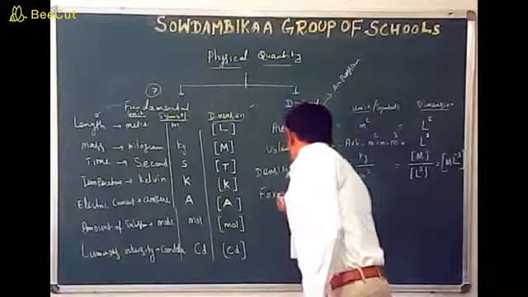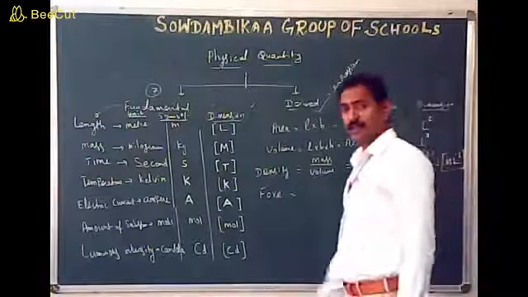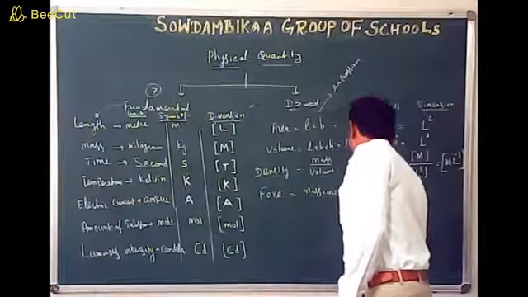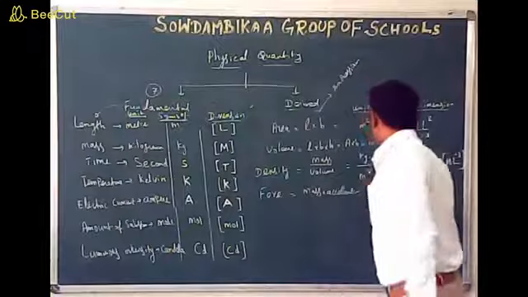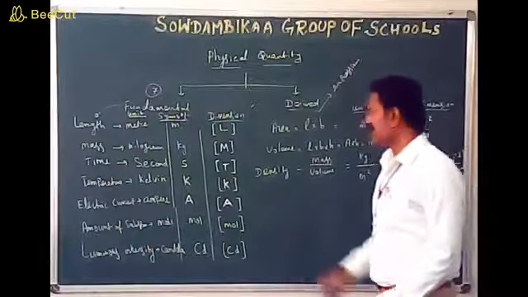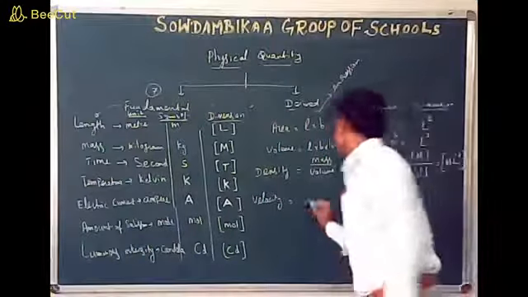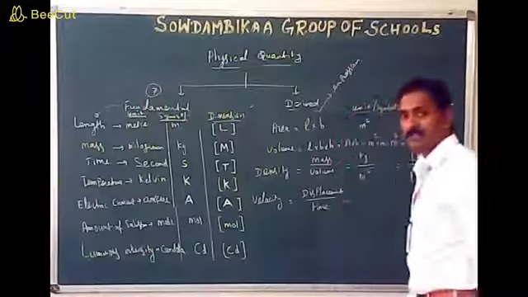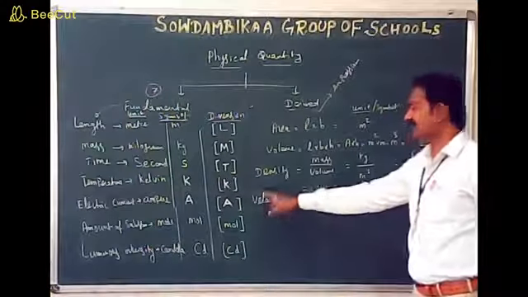Then force. Force is also a physical quantity, and also a derived quantity. Force is equal to mass into acceleration. Before seeing acceleration, we first saw velocity. Velocity is equal to displacement divided by time taken. The unit for displacement is meter, and time is second, so meter per second, meter second inverse, is the unit for the physical quantity velocity.